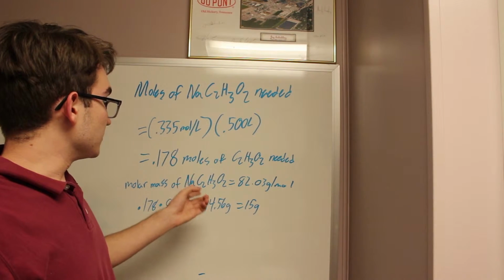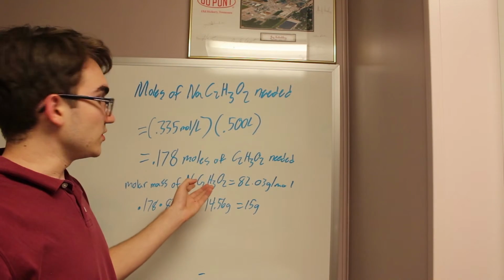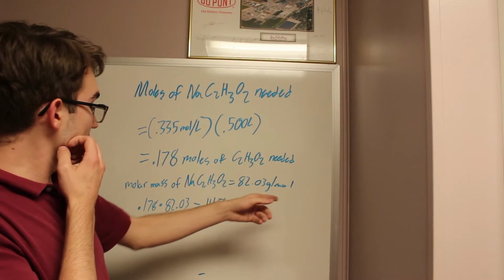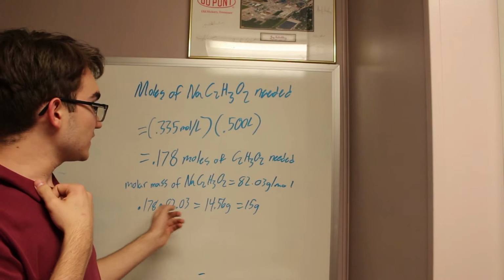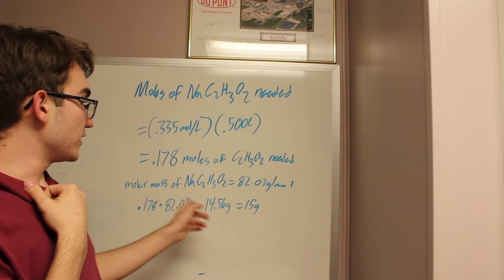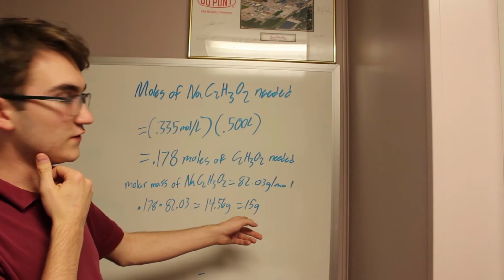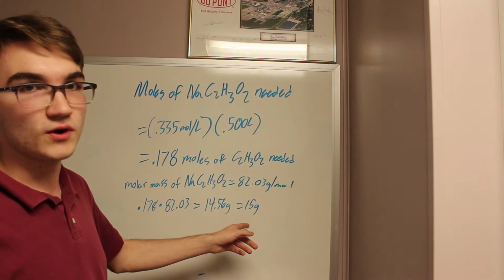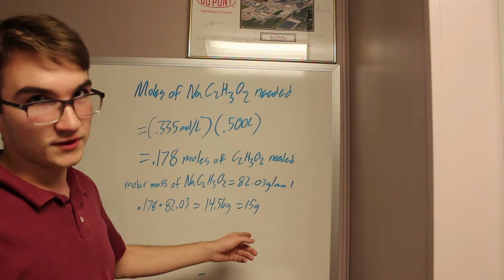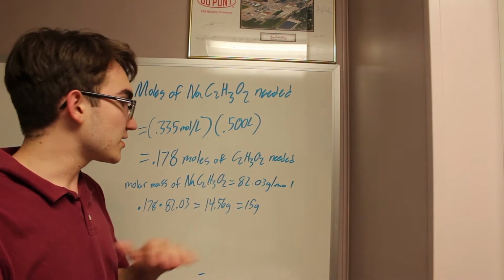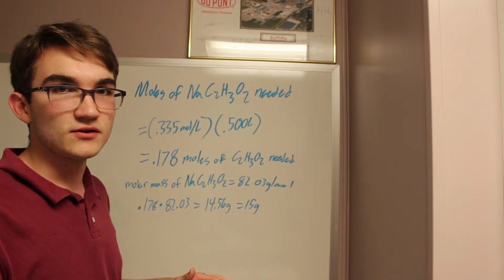The molar mass of sodium acetate is 82.03 grams per mole. And when we take moles times molar mass, we get 14.56 grams, and when we round it, we get 15 grams of acetate required to make this buffer at the pH of 5. So that's how you do it, kind of combining all of the things that we've talked about.